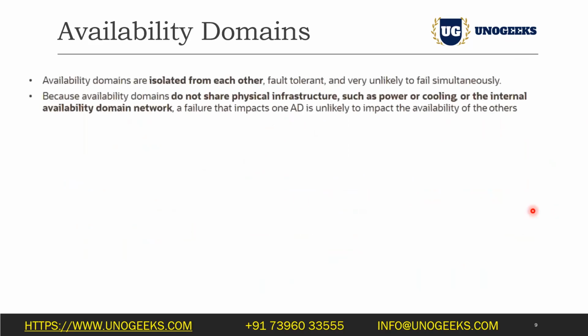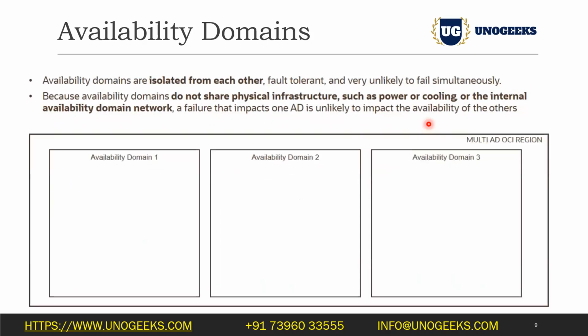Coming to the availability domain, availability domains are isolated from each other. Each availability domain is isolated from other availability domains. They are fault tolerant and very unlikely to fail simultaneously, because availability domains do not share physical infrastructure such as power, cooling, or the internal availability domain network. A failure that impacts one AD is unlikely to impact the other availability domains.